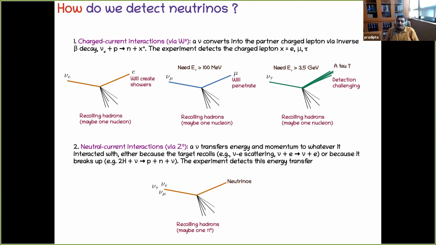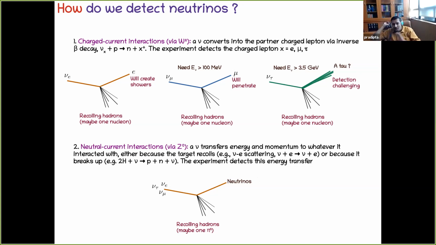You also have the neutral current interaction, where the neutrinos come, interact with the nucleon, and the nucleons recoil. You measure the nuclear recoil and the neutrino actually goes away. For example, one is the coherent scattering, like neutrino on electron, or this 2H, which is nothing but heavy water, D2O, the deuteron. So the neutrino interacts with 2H, and it gives you a proton, a neutron and another neutrino. Here the neutrino is the incoming one and the neutrino is the outgoing one, but you detect the recoiling hadron, and thereby you can probe the amount of energy transfer.